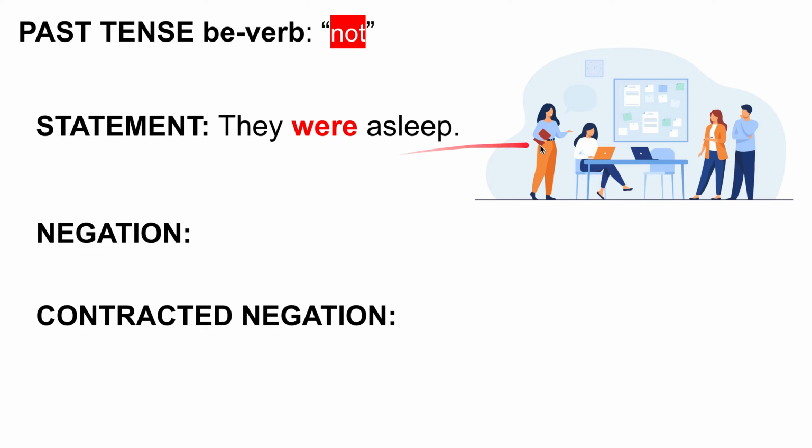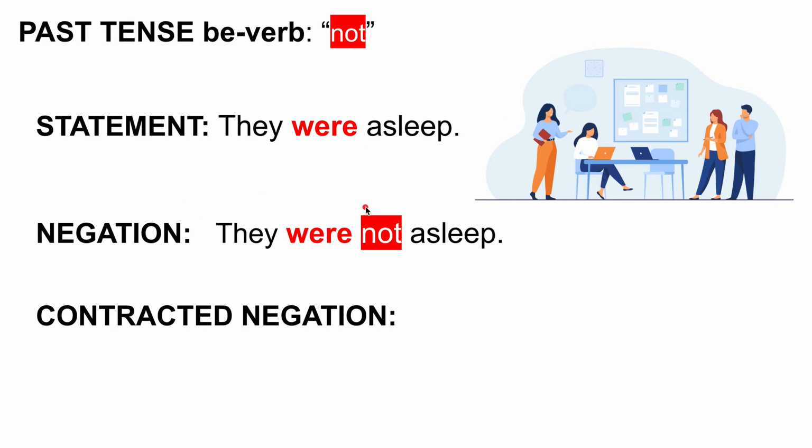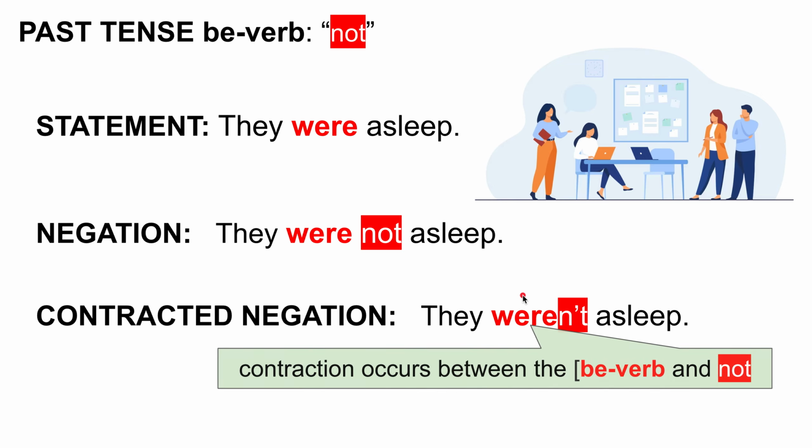Let's look at another example. They were asleep? No, not true. They were not asleep. And again, we can do contracted negation. So they weren't asleep. The contraction happens once again between the be verb and not.